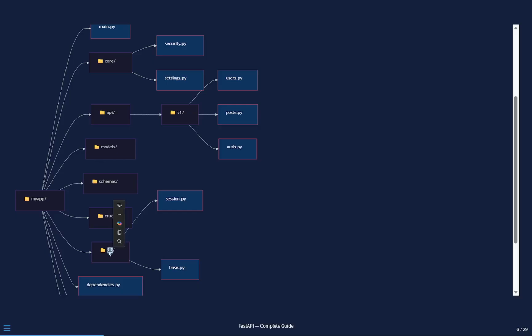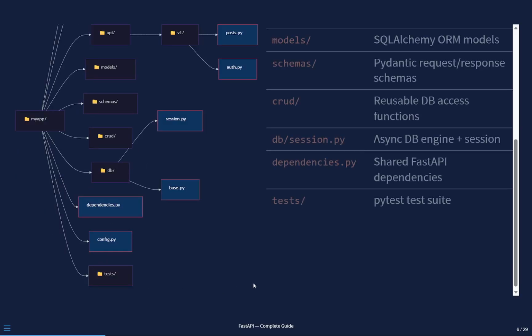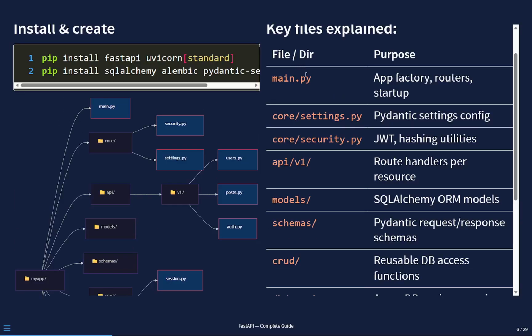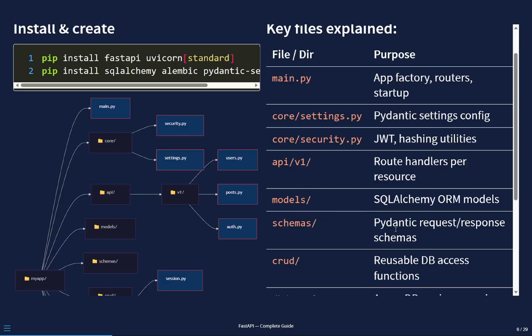The db/ directory manages the async engine and session lifecycle. dependencies.py has your shared FastAPI dependencies. tests/ holds your pytest suite. The key insight is in the right-hand table. models/ is SQLAlchemy for the database. schemas/ is Pydantic for the API. They serve different masters and should be kept separate.